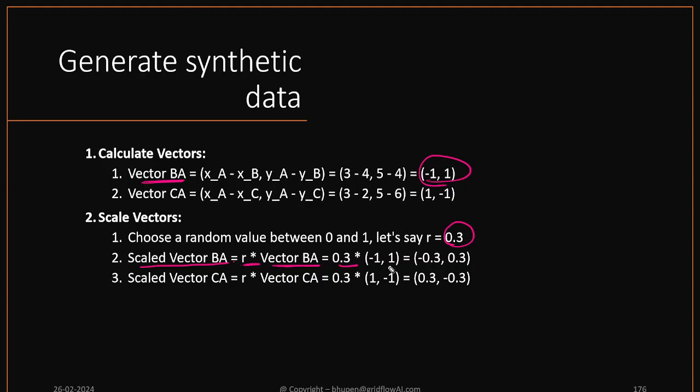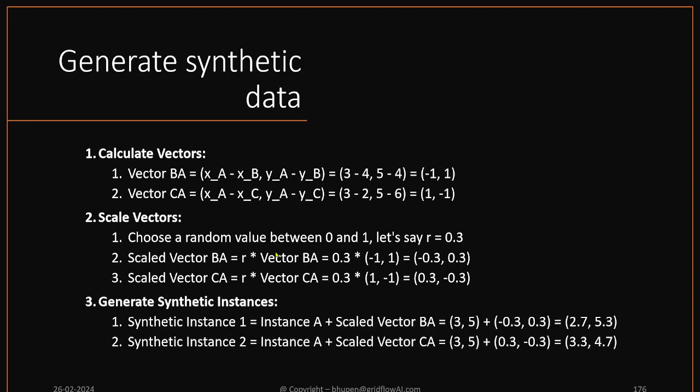So 0.3 multiplied by this, 0.3 again multiplied by the other vector, and then you get a new scaled vector. Notice how the process of generation works: we are trying to generate a new sample very related to the existing sample. So it's pretty close to the existing sample. The synthetic instance one, so now we are generating new data. Let's say we are generating two synthetic instances or two synthetic records.